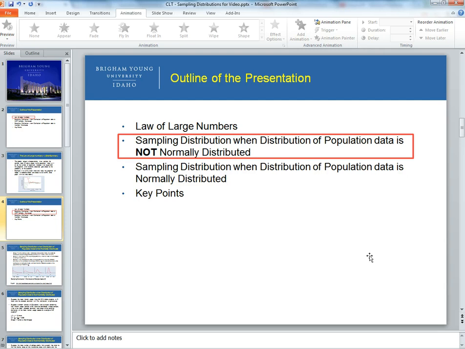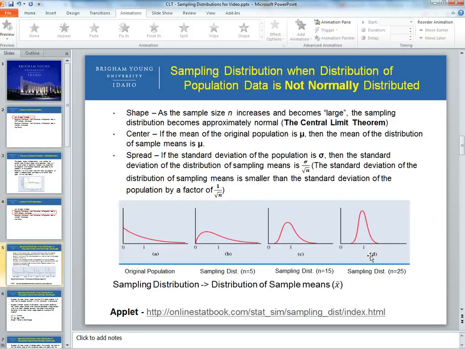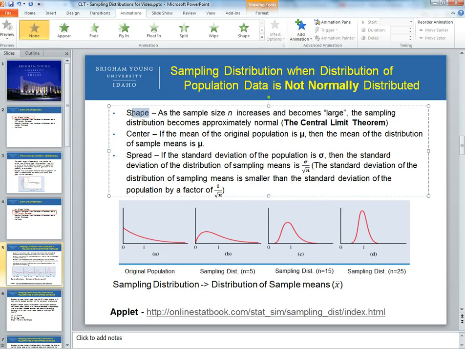Now the sampling distribution when the distribution of population data, or the parent population, is not normally distributed. When we talk about sampling distributions, we'll talk about it in three different ways: the shape, the center, and the spread of a sampling distribution. The shape for the sampling distribution, if the distribution of population data is not normally distributed, the answer is it depends. And it depends on our sample size. As our sample size n increases and becomes large, then the sampling distribution becomes approximately normal. And this is where we apply the central limit theorem.